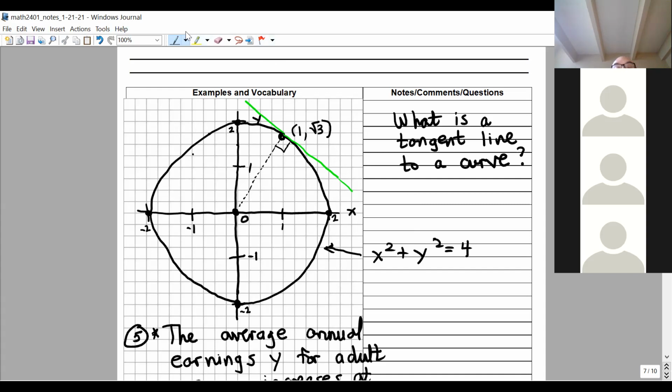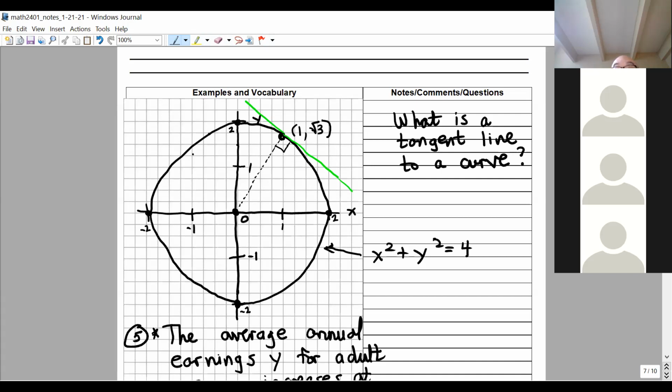Now, however, what we want to find is the equation not for this circle, because there it is, x squared plus y squared equals 4. We want to find the equation for this green line here, the equation for this green line that just touches this point on the circle, okay? And the coordinates for that point are 1 and square root of 3.